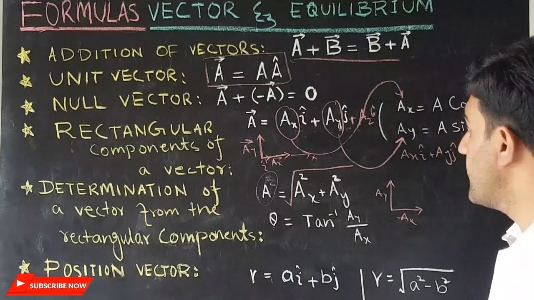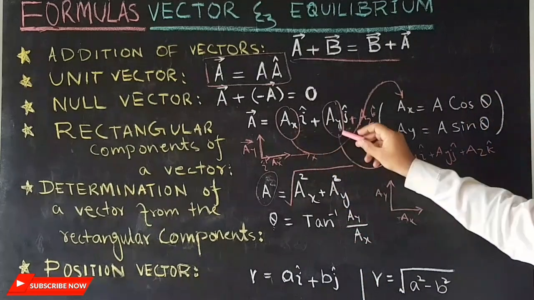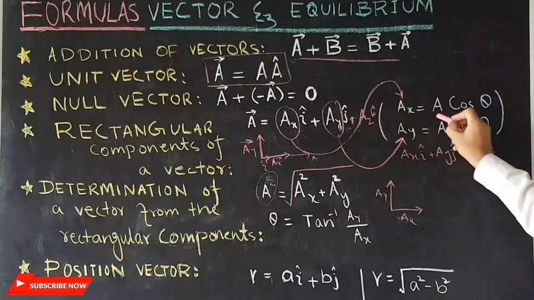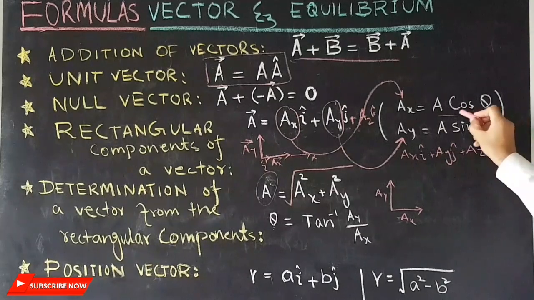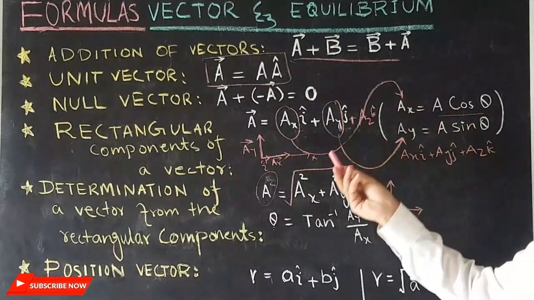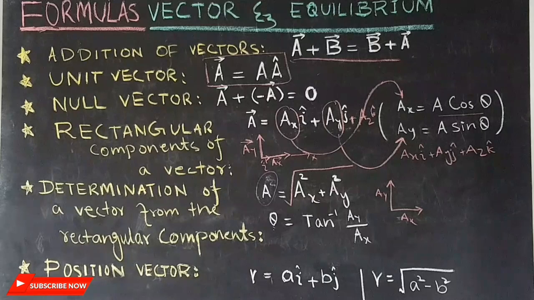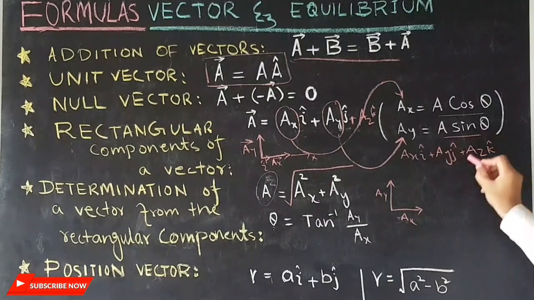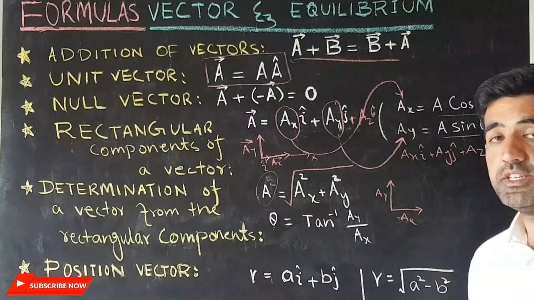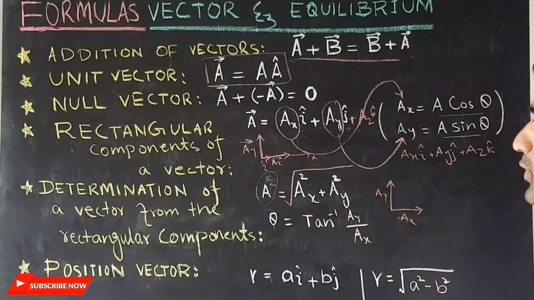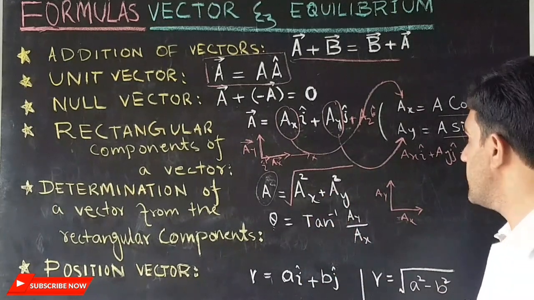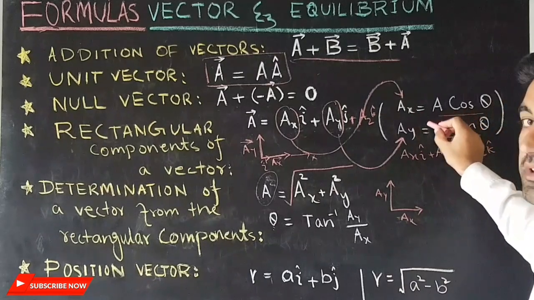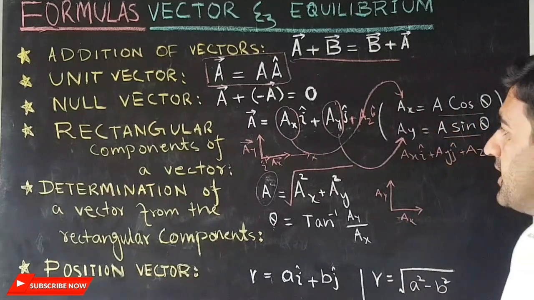Further, you must remember that ax is equal to a cos theta, because cos is associated with the component lying on the horizontal axis, while ay is represented here as a sin theta, because sin theta is associated with the vertical component of a vector in physics. So further you should remember this.